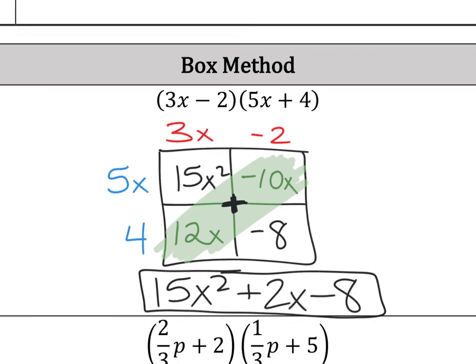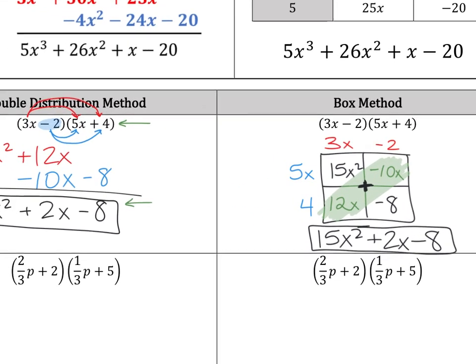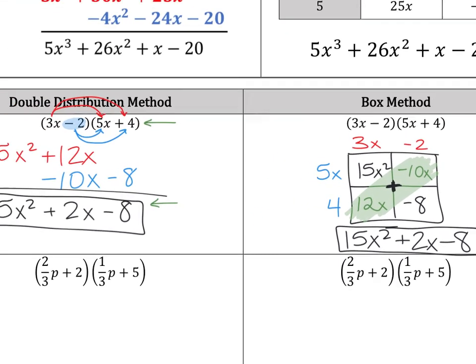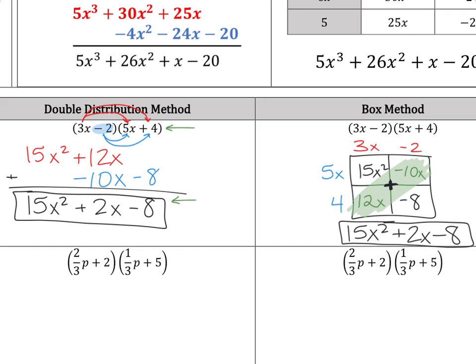This is the same answer we just got and checked using the double distribution method. You get to decide which method you use when you multiply polynomials together. Again, I prefer double distribution. It takes less paper, and it helps you if you're going to advanced math, because that's how the advanced math teachers will want to teach it. But if you need the help of the box, you use the Punnett square method.